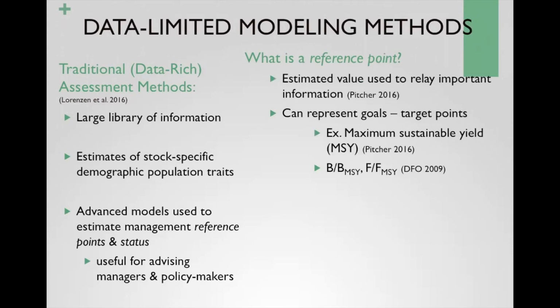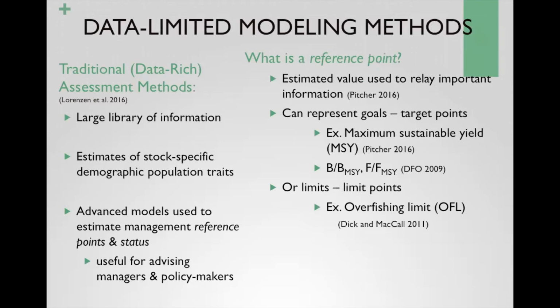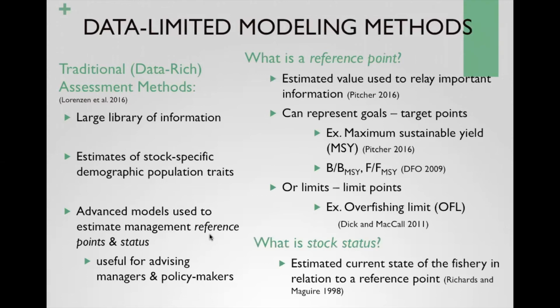Generally speaking, a reference point is an estimated value used to relay important information to policymakers. They can represent goals, known as target reference points, like MSY, maximum sustainable yield, or B over BMSY, biomass at maximum sustainable yield, or limits, known as limit reference points, like an overfishing limit.